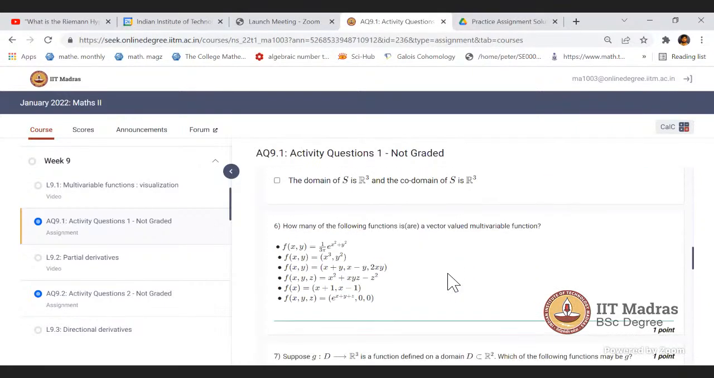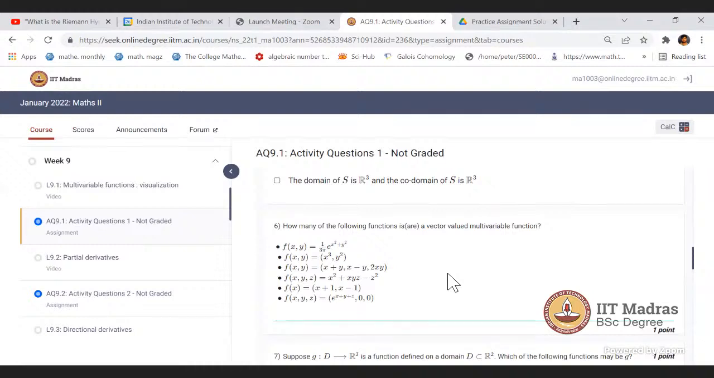Sixth one. Yes. So here they have asked for the vector. How many of these are vector valued functions? So vector valued multivariable function. Multivariable functions. So I just saw the right hand side and counted the number of dimensions in each. So okay, can you tell me what these are? Multivariable, okay, vector valued. It's vector valued also.